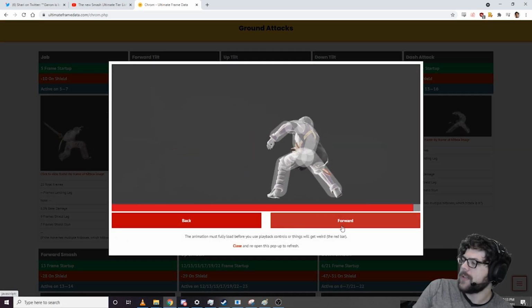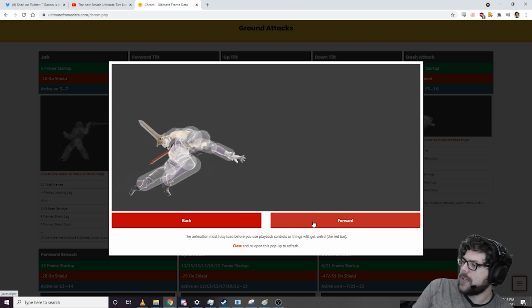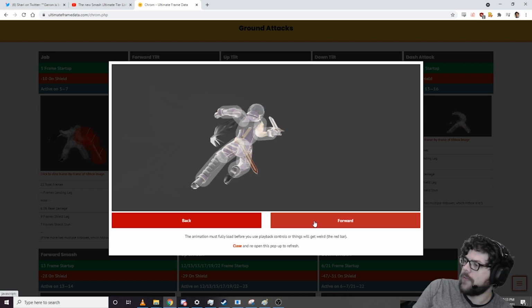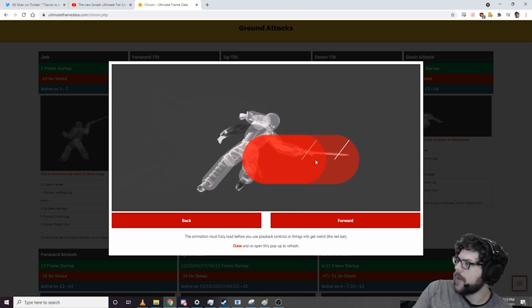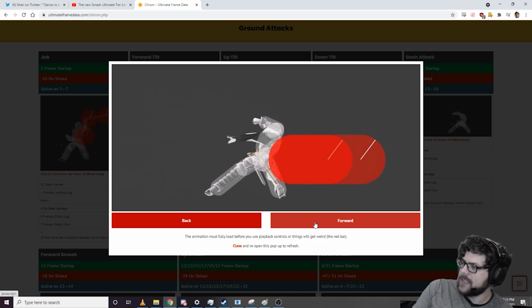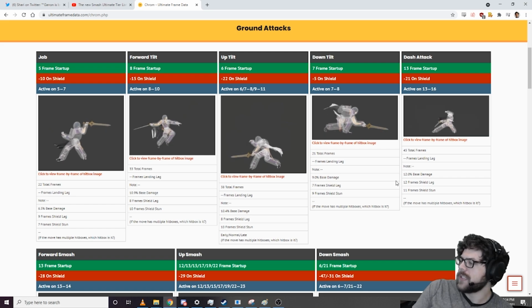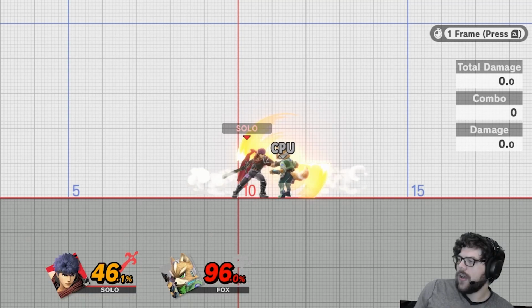We already talked about startup, that's the green number. 1, 2, 3, 4, 5, 6, 7, 8, 9, 10, 11, 12, 13. The first hitbox comes out. Now, because it lasts for 4 frames, 13, 14, 15, 16, the blue number here indicates 13 through 16 is when it's active. All right, I guess that's it.